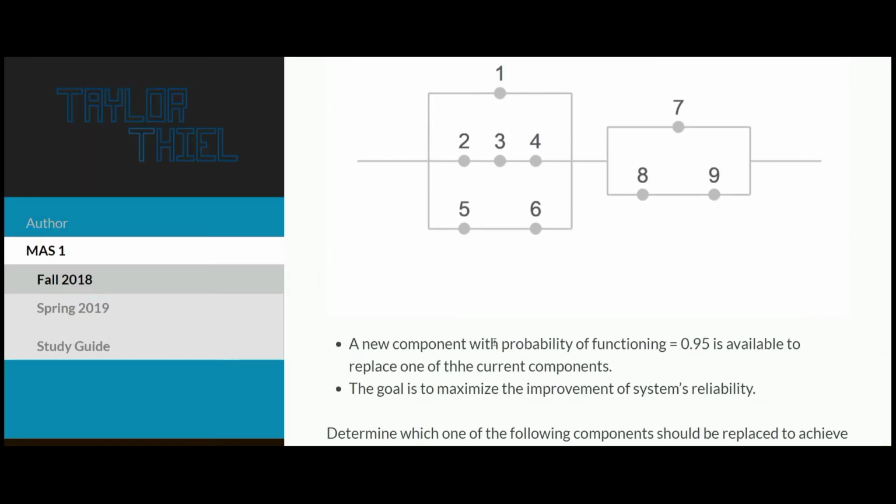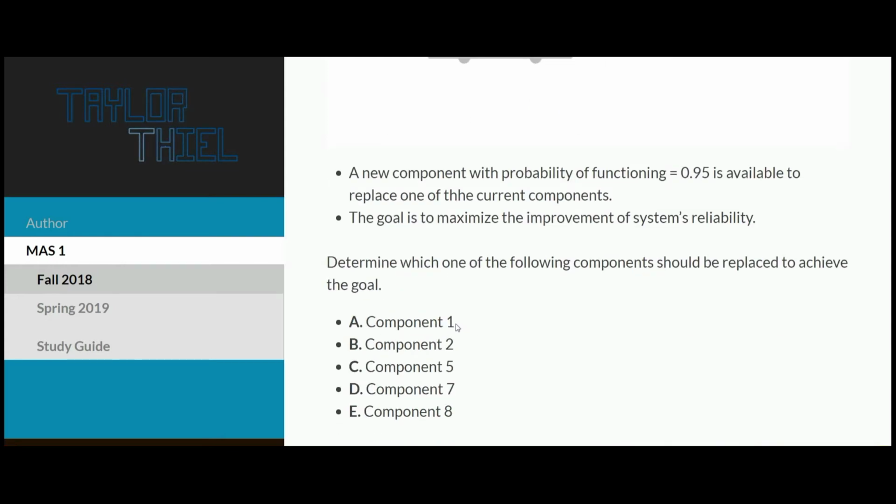A new component with probability of functioning equal to 0.95 is available to replace one of the current components. The goal is to maximize the improvement of the system's reliability. Determine which one of the following components should be replaced to achieve the goal.